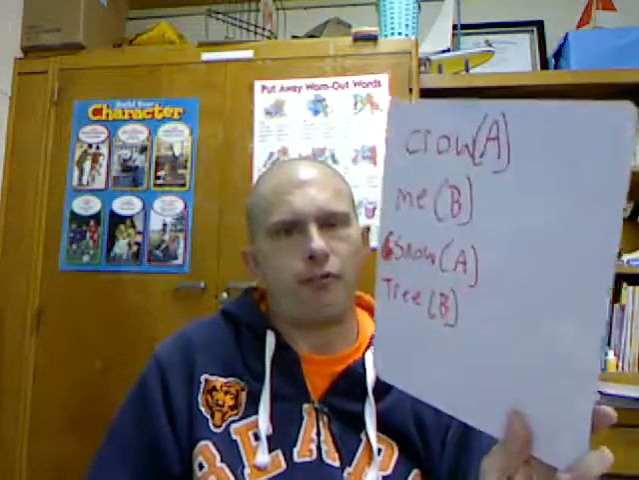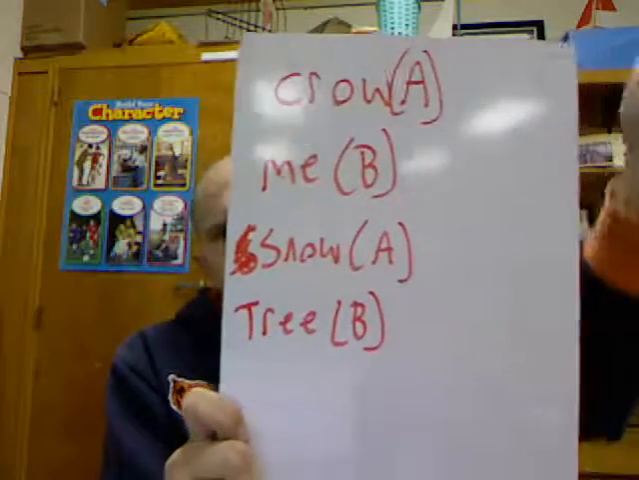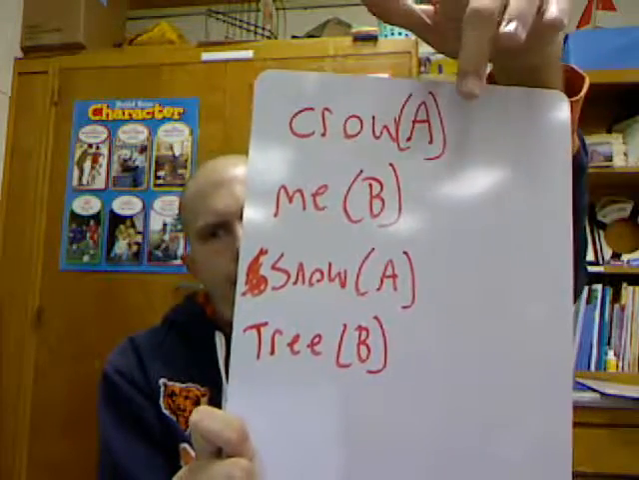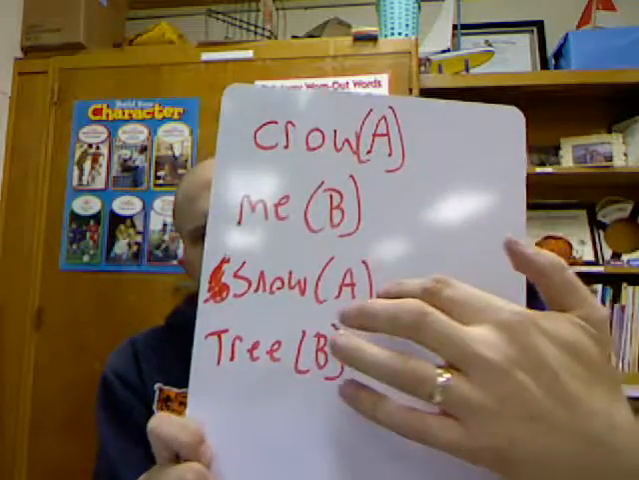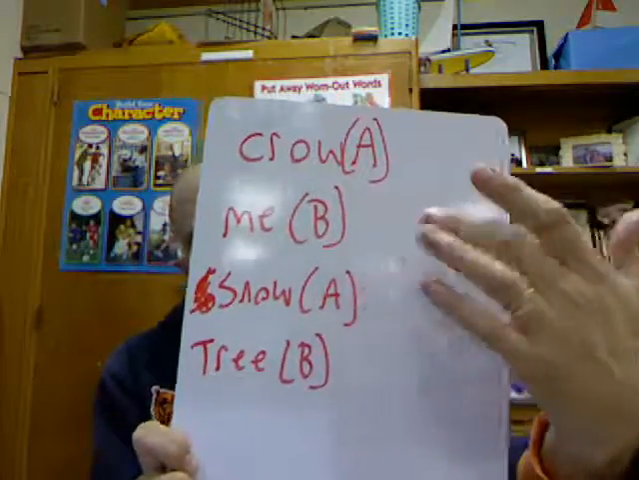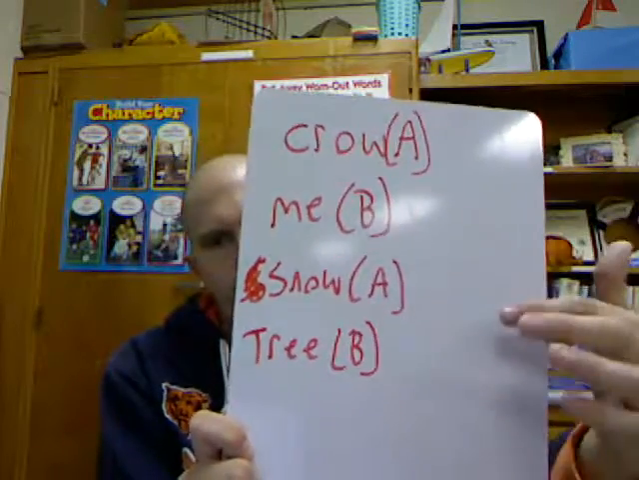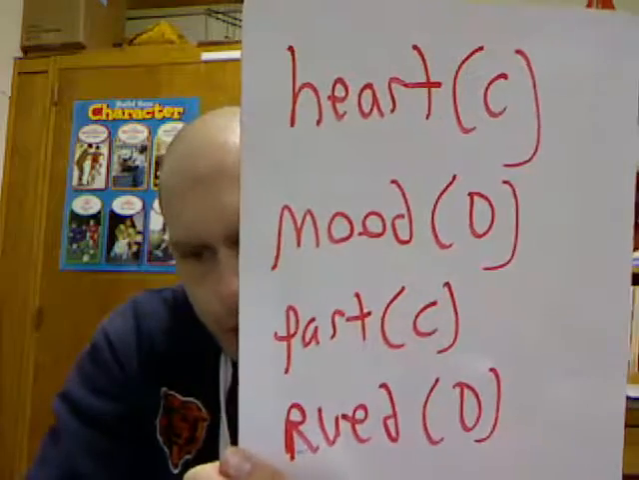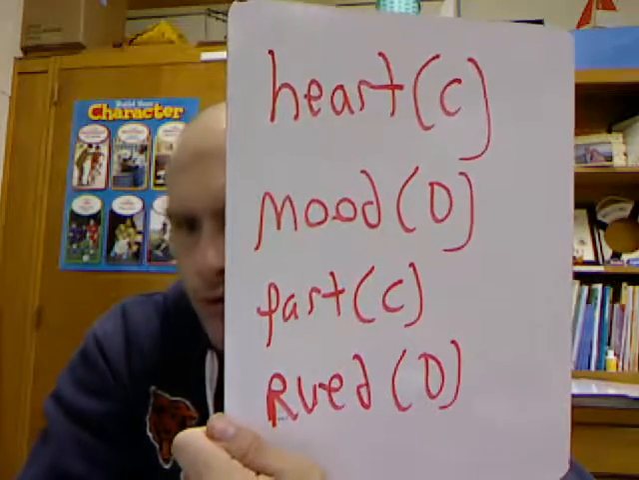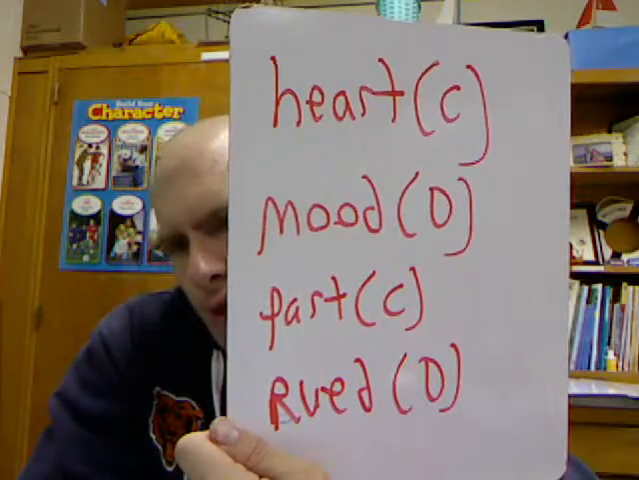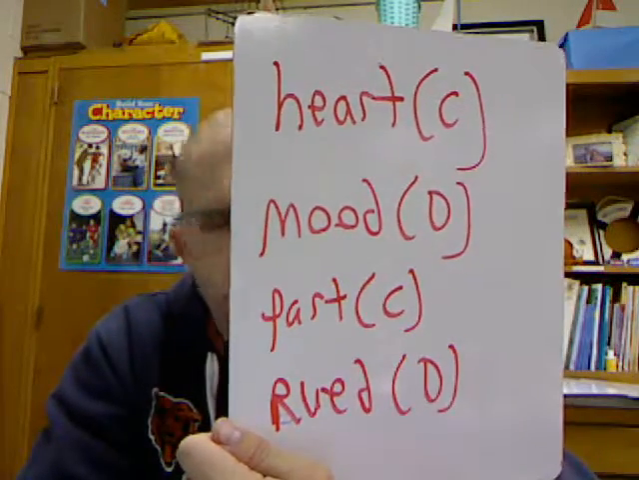I'll just show you right now. Crow, this is the end of each line. So it's A because it rhymes with snow. And then B rhymes with B, so me and tree rhyme. But you only do that with stanza 1. In stanza 2, you would change the letters to C and D. Because heart and part rhyme, you would say that's C, and then mood and rued would be D. And you'll get to that here in a minute. Go back to question 1. What happened to the speaker in the first 2 lines of the stanza?